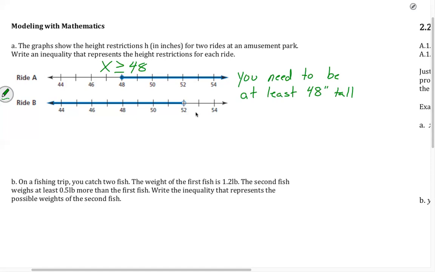What does this one say? You need to be at least 52 inches long. Close. At most is the wrong part. Why is at most wrong? What type of circle is that? Open. At most would mean closed. Okay. So you need to be less than. I know it's tricky, right? But we're trying to get through these now. So you need to be less than 52 inches.